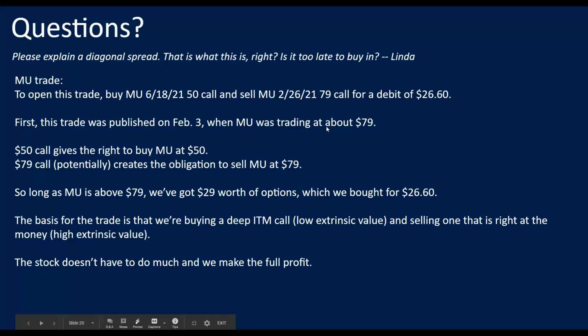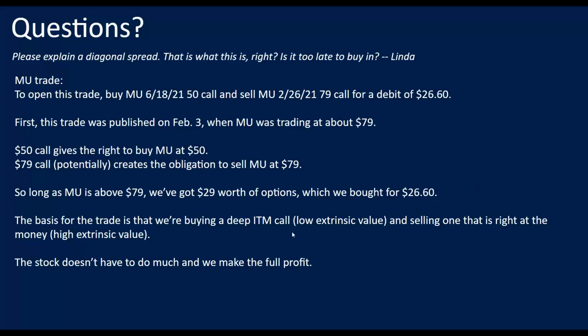So the 50 call gives you the right to buy Micron at $50. The 79 call potentially creates the obligation to sell Micron at $79. Okay, so above 79, somebody's probably going to want to exercise that call, and they're going to want to buy the stock for 79. So you don't own the stock, but you can buy it for 50 and then turn around and immediately sell it for 79. That is $29. Okay, so you got $29 worth of options, and we bought those options for $26.60. That's how the diagonal spread works.